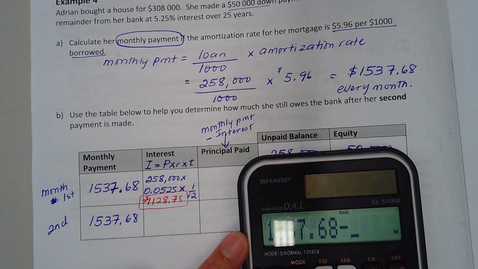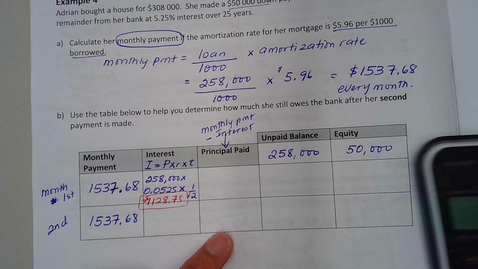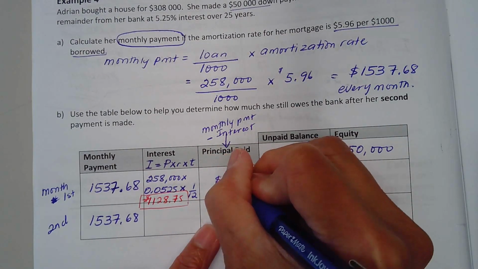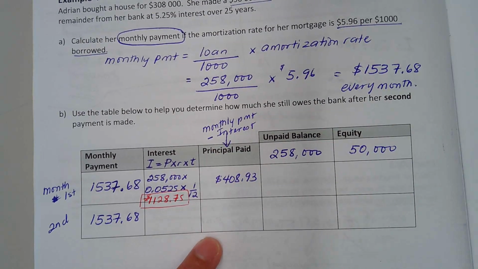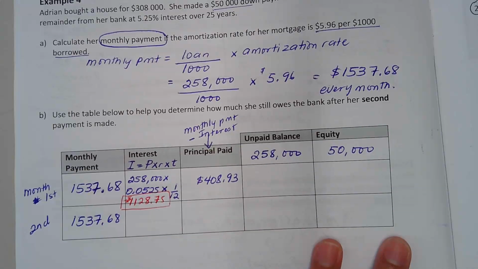$1,537.68 minus $1,128.75. So $408.93 went towards the principal.